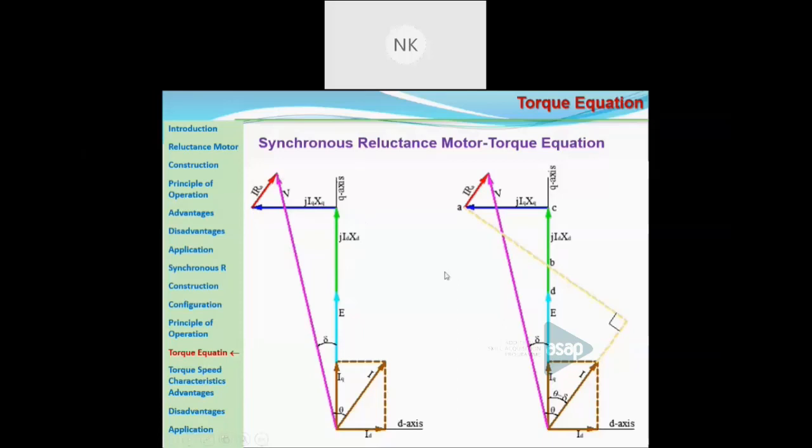And suppose you are extending this I line, that means the stator current, and then you are drawing a perpendicular to meet the point joining jIQXQ and IR, you will get a point here as A, and you can have a triangle ACB. See, here you are having ACB. So from this, you will be getting the saliency effect BD.